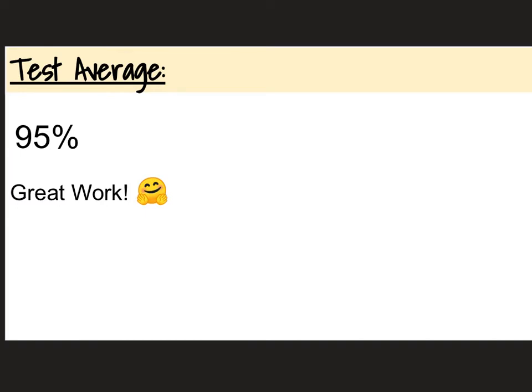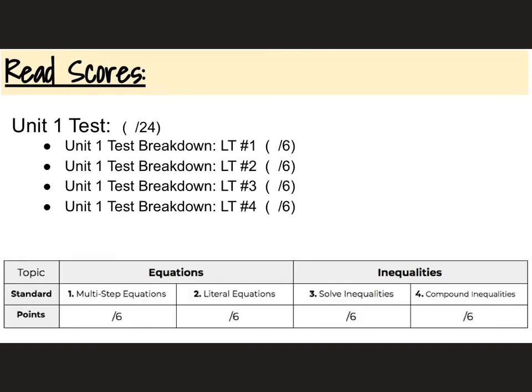That's a huge accomplishment. So first thing I want you to do is read your scores if you haven't already. If you enter into Student View, you're going to see a big long breakdown of your test. The first score you're going to see is labeled the Unit 1 test. This is out of 24 points. And then directly following that test, you're going to see the breakdown of each of our targets. So our first target was multi-step equations out of 6, literal equations out of 6, solving inequalities out of 6, and compound inequalities out of 6.